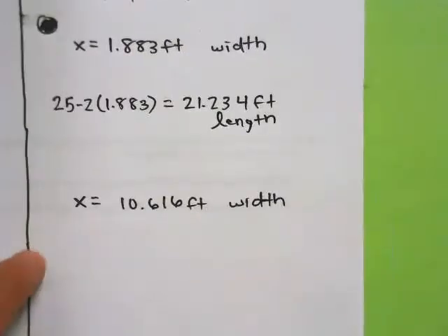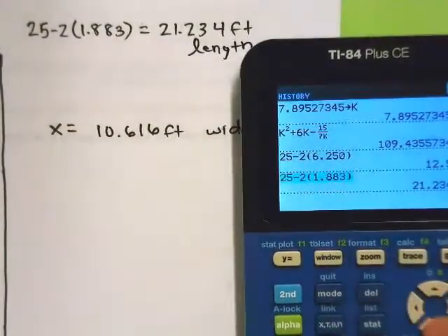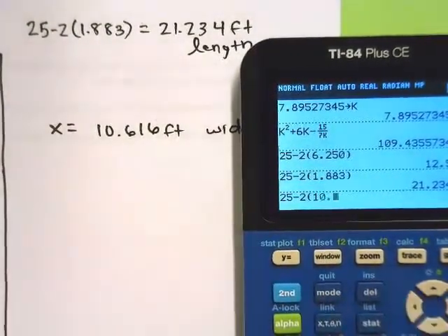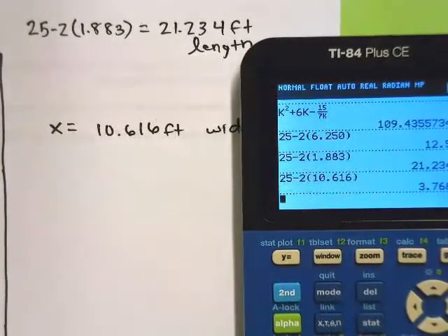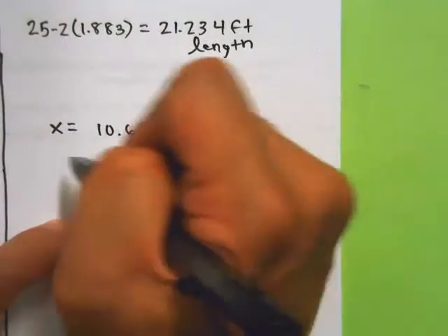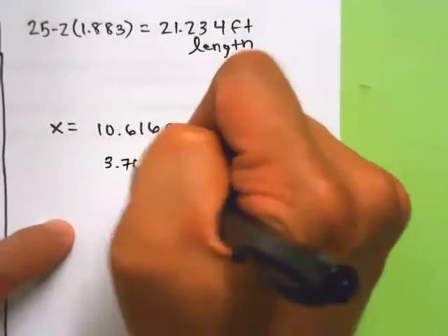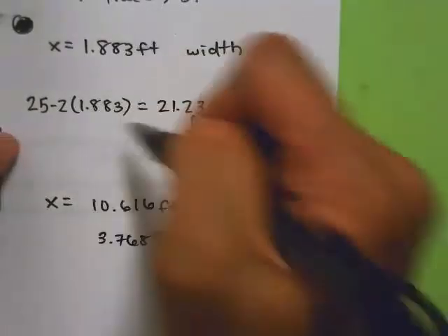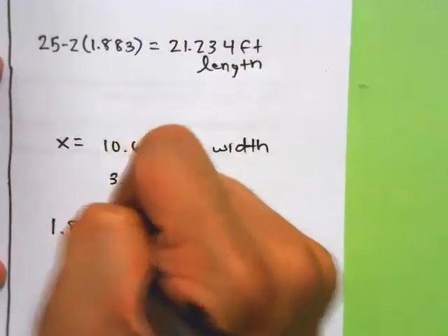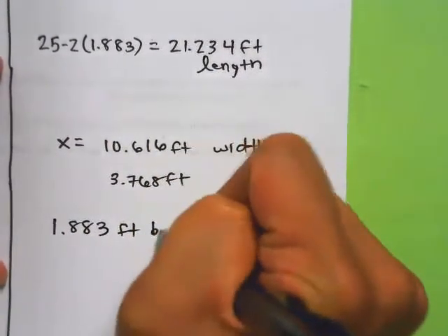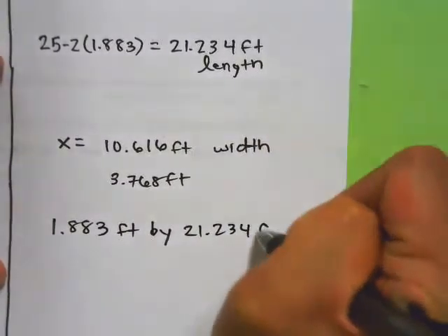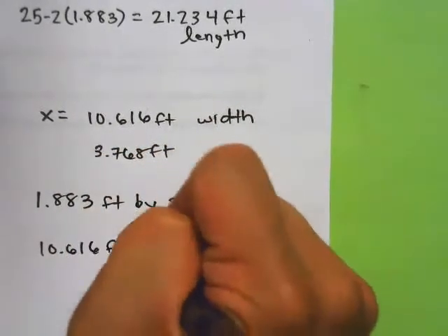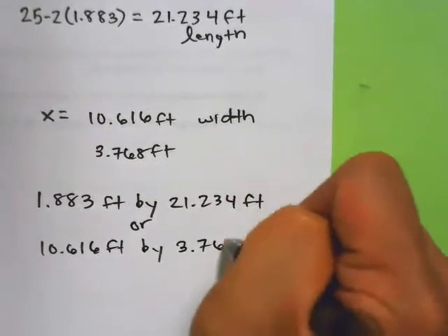Then for this one here, I see my history, so I'm just going to go back down and delete this. 10.616, and then this is 3.768. Okay, so you have two answers. You could either have a 1.883 feet by 21.234 feet, so that's one answer, or you could have a 10.616 feet by 3.768 feet.